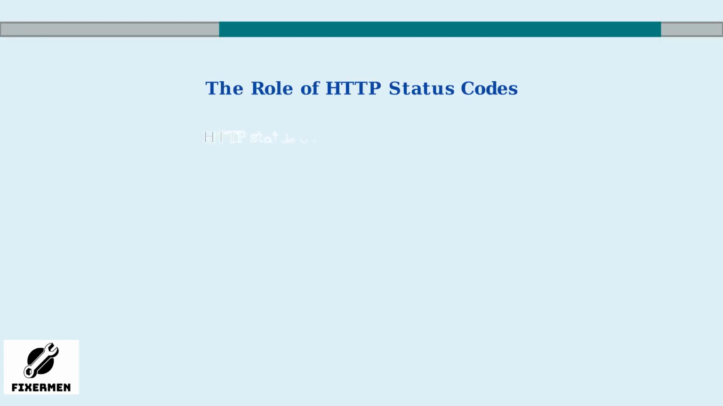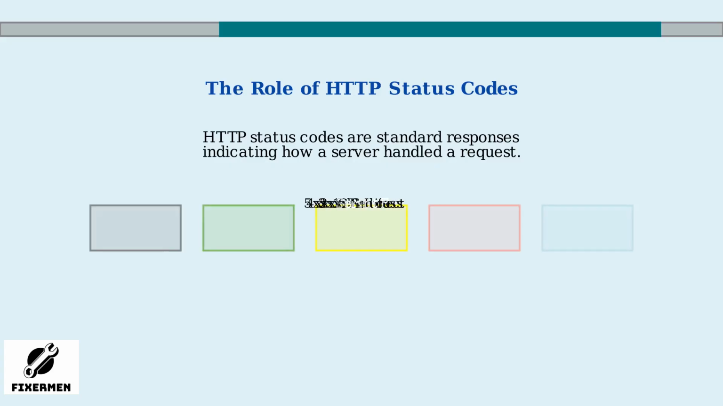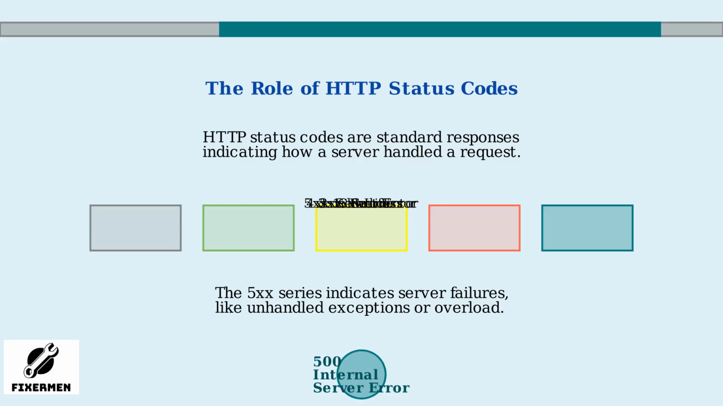HTTP status codes are standard responses that servers send to indicate how they handled a web request. Error 500 is part of the 5XX series, which specifically signals server-side failures. These codes are grouped by hundreds: 1XX for information, 2XX for success, 3XX for redirects, 4XX for client errors, and 5XX for server errors. The 5XX series means the server encountered an error, such as overload or unhandled exceptions, preventing it from fulfilling the request. Error 500, the internal server error, is a common example in this category.